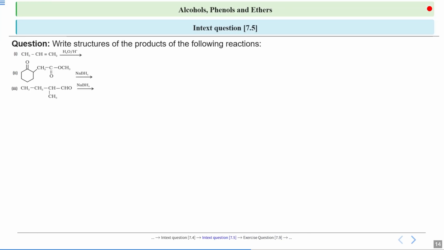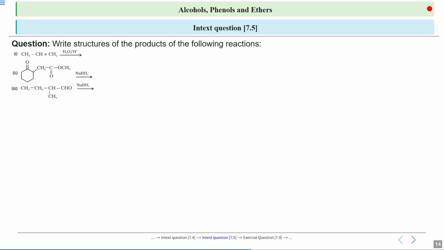Let's solve another in-text question, 7.5. The question is, write the structures of the products of the following reactions. So we have been given 3 reactions in this question. The first one is propene, or prop-1-ene, reacting with a water molecule in the presence of H positive or an acid catalyst. You have to write the structure of the product you will get.